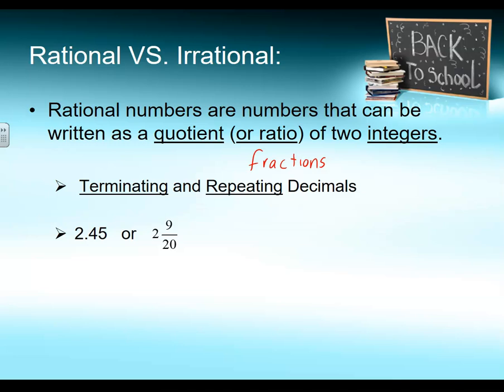And the way to remember it is terminating decimals, they end, they make sense, they stop. So like 2.45 is a terminating decimal. It stops in the hundredths place. Repeating decimals, you guys are familiar with, like 1/3, which is a repeating decimal, 0.3 repeating. That is also a rational number. They make sense. They stop. They terminate. I know you may not like them. You may not like this ugly 2 9/20, but it is a fraction. It's a ratio of values. So it makes sense. It has meaning.